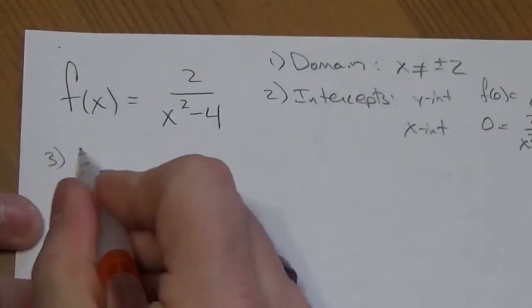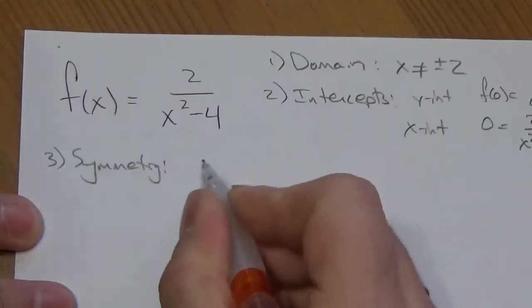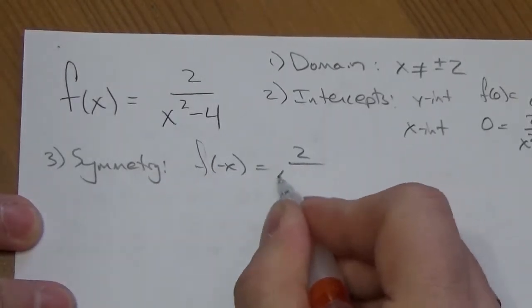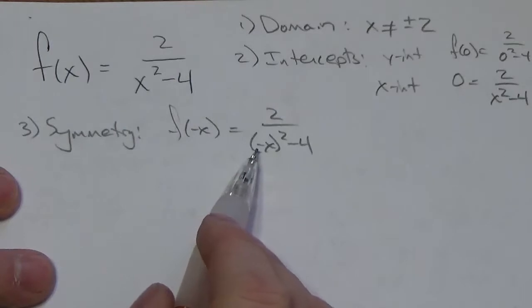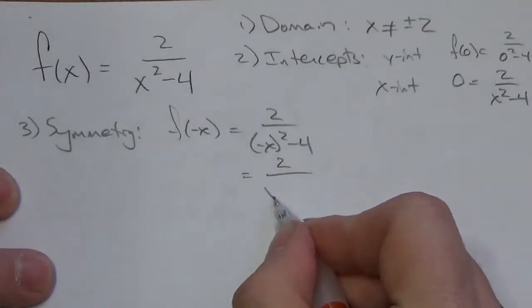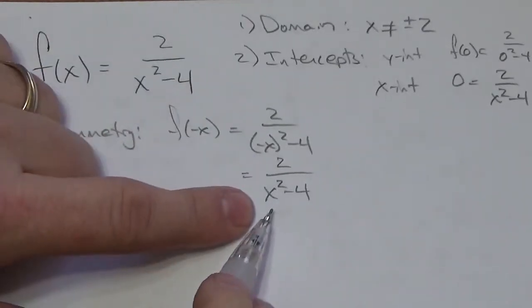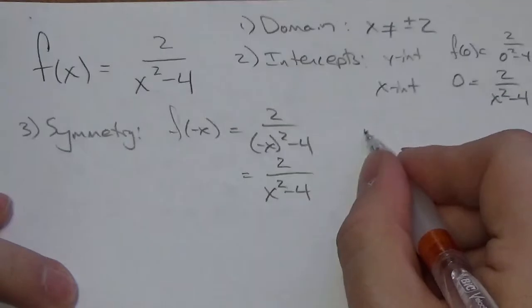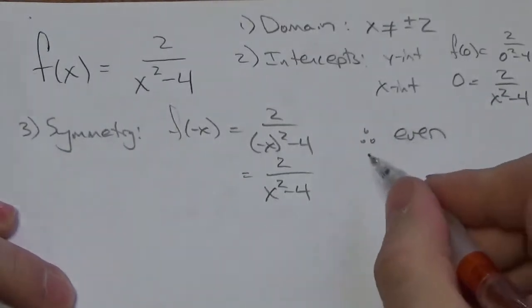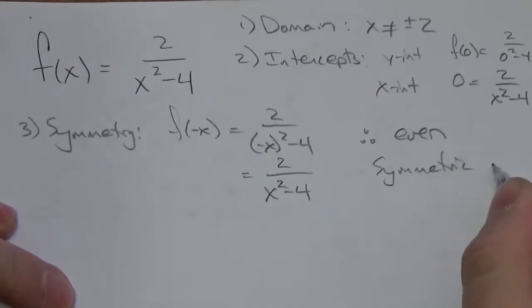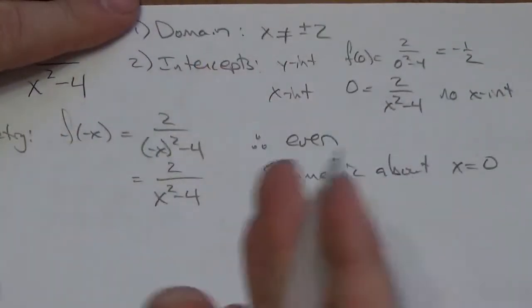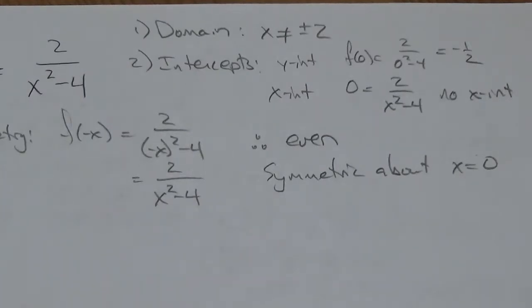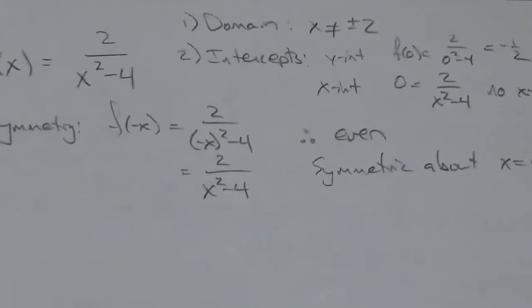Let's take a look at symmetry. If I plug in negative x into this expression, because the x is being squared in the denominator, that negative is going to disappear. So this is simply going to be 2 over x squared minus 4, which is the original expression. Therefore, this is even, so it's symmetric about x equals 0, that is, symmetric about the y-axis. It's got that bilateral symmetry. Not that we're going to use that to help us graph this, but we will see it pop out later. In fact, if our graph doesn't show that kind of symmetry, we'll know that we've done something wrong.